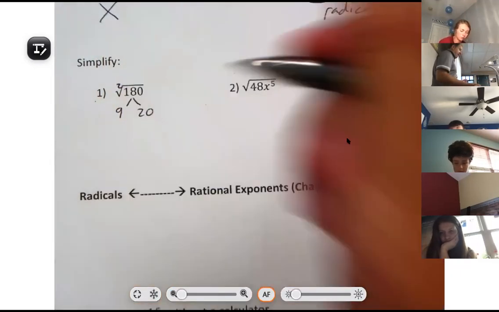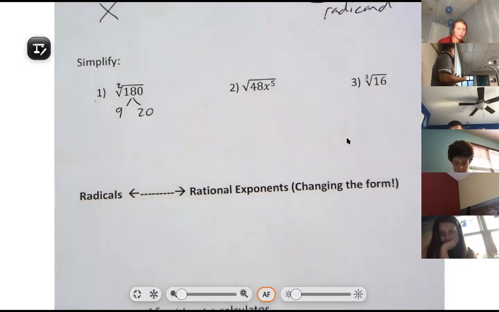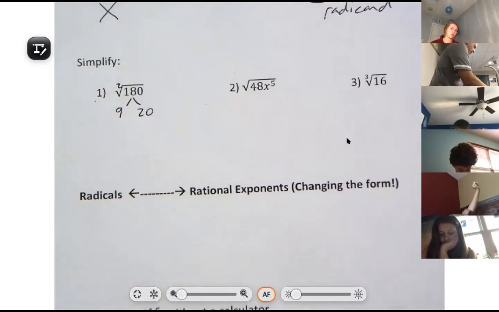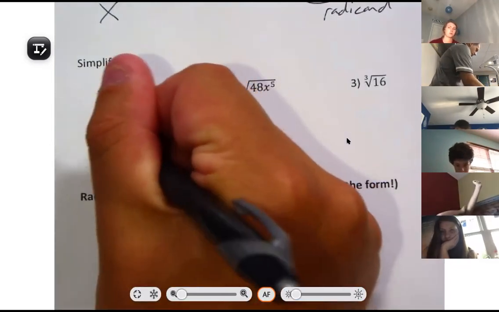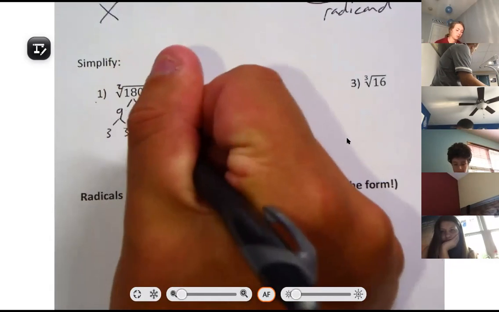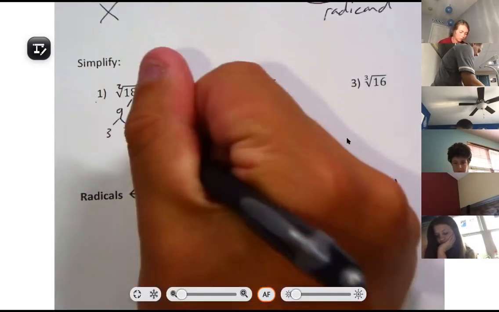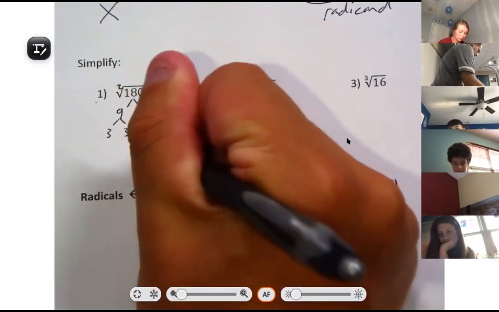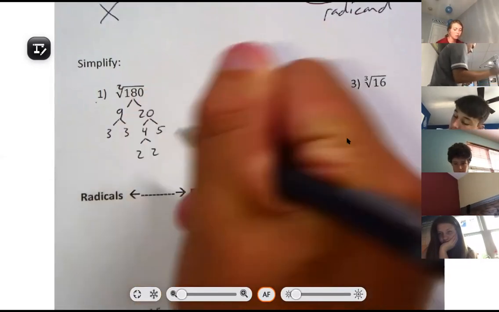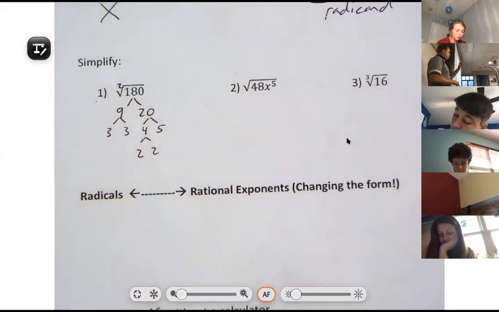You could do 2 and 90. You could do 18 and 10. Like, that's completely up to you. I usually try to find 2 numbers closer together to keep the branches a little equal, but that's just completely irrelevant. All right, so I have 9 and 20. Now we got to break these numbers down. So 3 and 3, 20, 4 and 5, 2 and 2. Again, some teachers like they break it down in different ways. It doesn't matter to me how you guys do that.